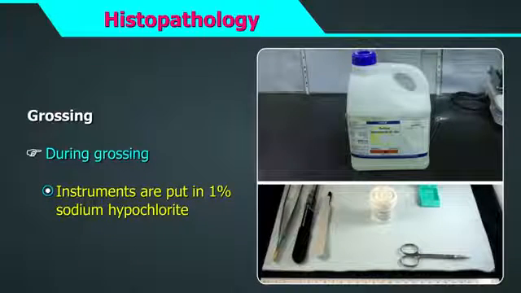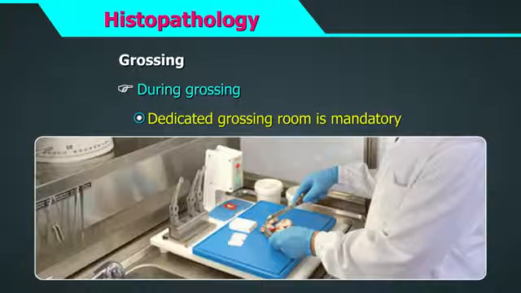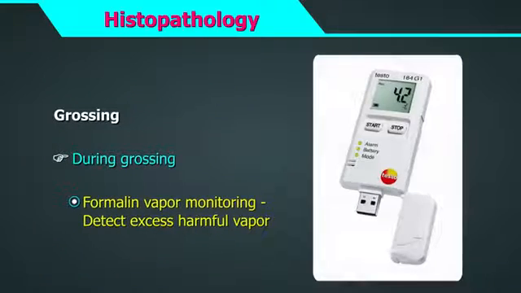Instruments used in grossing should be put in 1% sodium hypochlorite after use. A dedicated grossing room is mandatory. Formalin vapor monitoring must be done to detect excess harmful vapor.